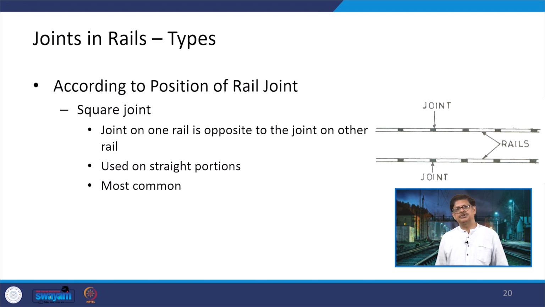Now, according to the position of the rail joint, one is the square joint. A square joint means there is a joint here, and just opposite to that there is another joint on the rail which is parallel to the previous one, and this is one of the most common arrangements. So, the rail lengths are placed together, and then what we get is a joint here and here. This mostly comes on straight sections, because on a straight section whatever distance is travelled on the inner side or outer side of this track is the same. So, if the distance is the same, there is no issue.